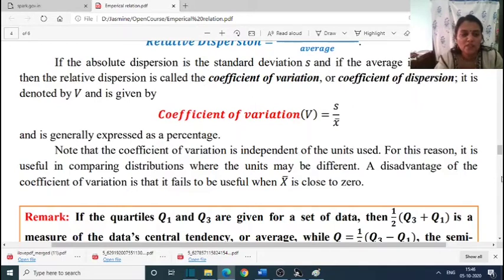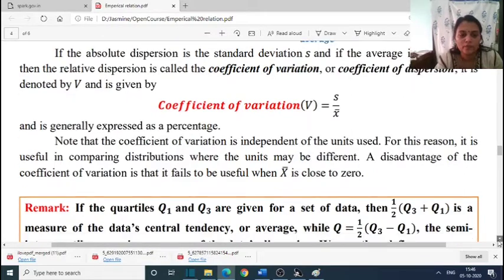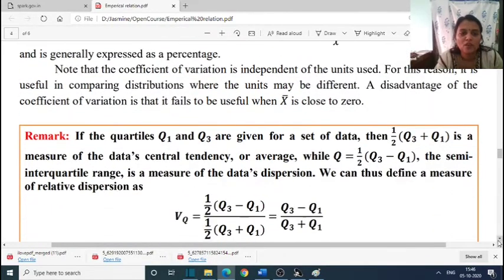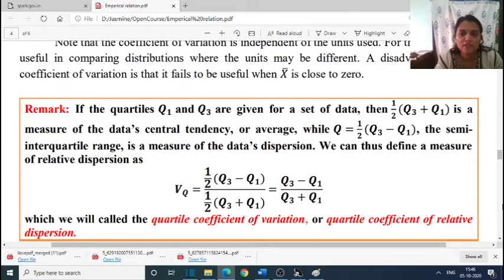For this reason, it is useful in comparing distributions where the units may be different. A disadvantage of the coefficient of variation is that it fails to be useful when x bar is close to 0. Remark: if the quartiles Q1 and Q3 are given for a set of data, then 1/2 (Q3 + Q1) is the measure of the data's central tendency or average, while Q = 1/2 (Q3 - Q1), the semi-interquartile range, is a measure of the data's dispersion.